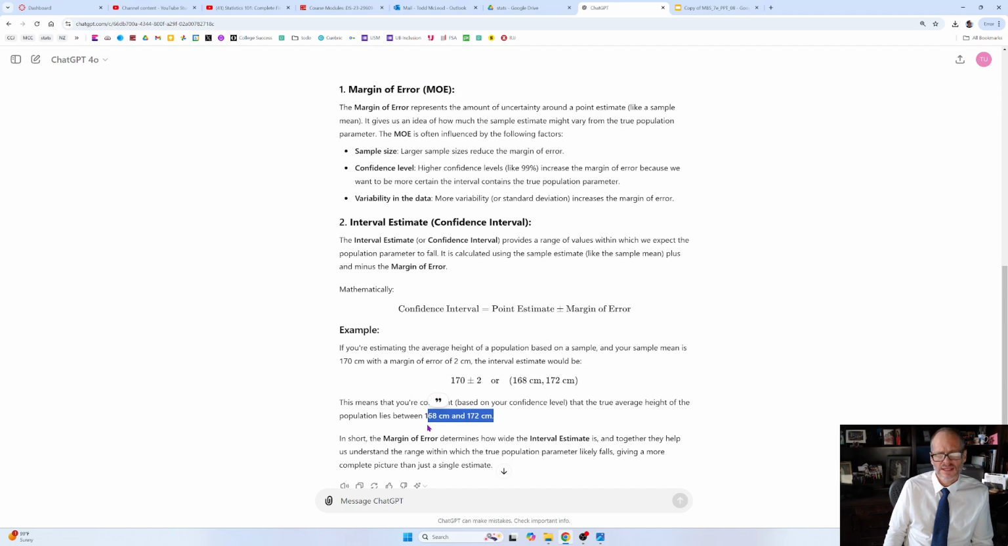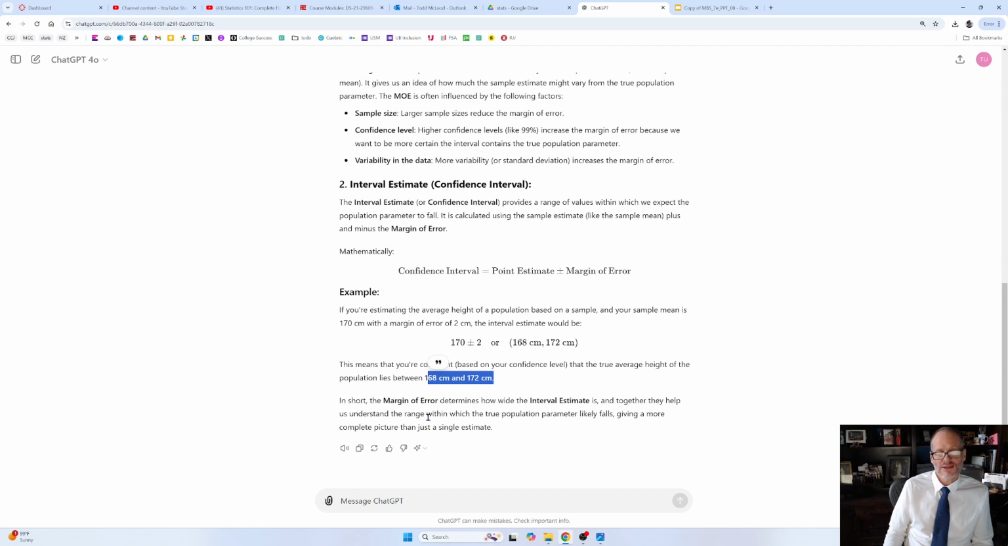Even me, I'm like, okay, how do I use these terms? Am I using it right? So it takes a minute just to learn where to use them. In short, the margin of error determines how wide the interval estimate is, and together they help us understand the range within which the true population parameter likely falls, giving a more complete picture than just a single estimate. All right, so this is interval estimation.